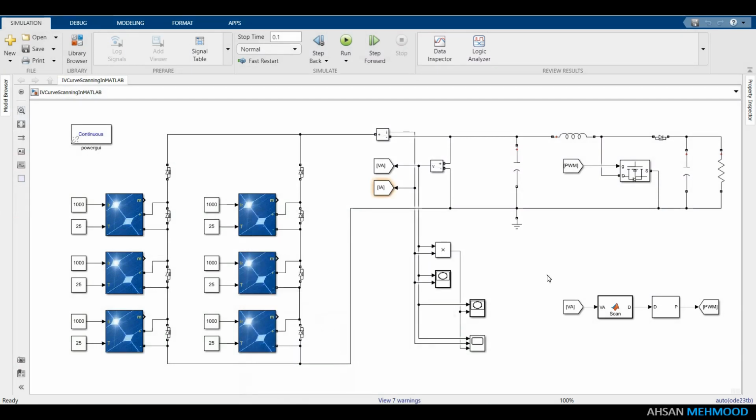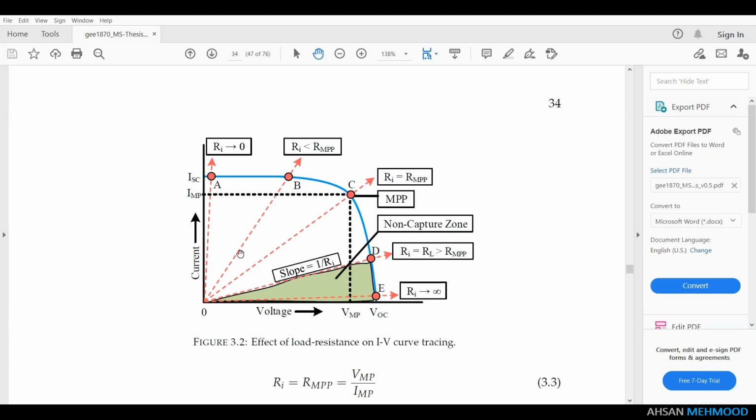It is important to note that the entire topic applies solely to boost converters. In buck converters, the non-captured zone appears around the short circuit region of the IV curve, and in order to fully scan the IV curve in buck converters, the load resistance value must be reduced.